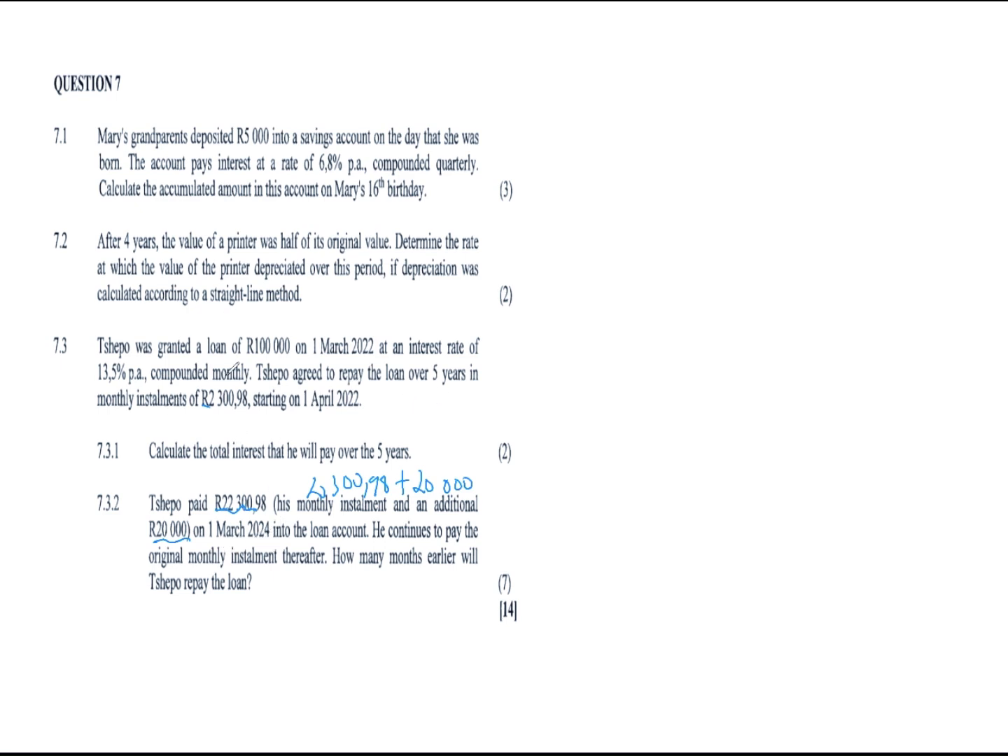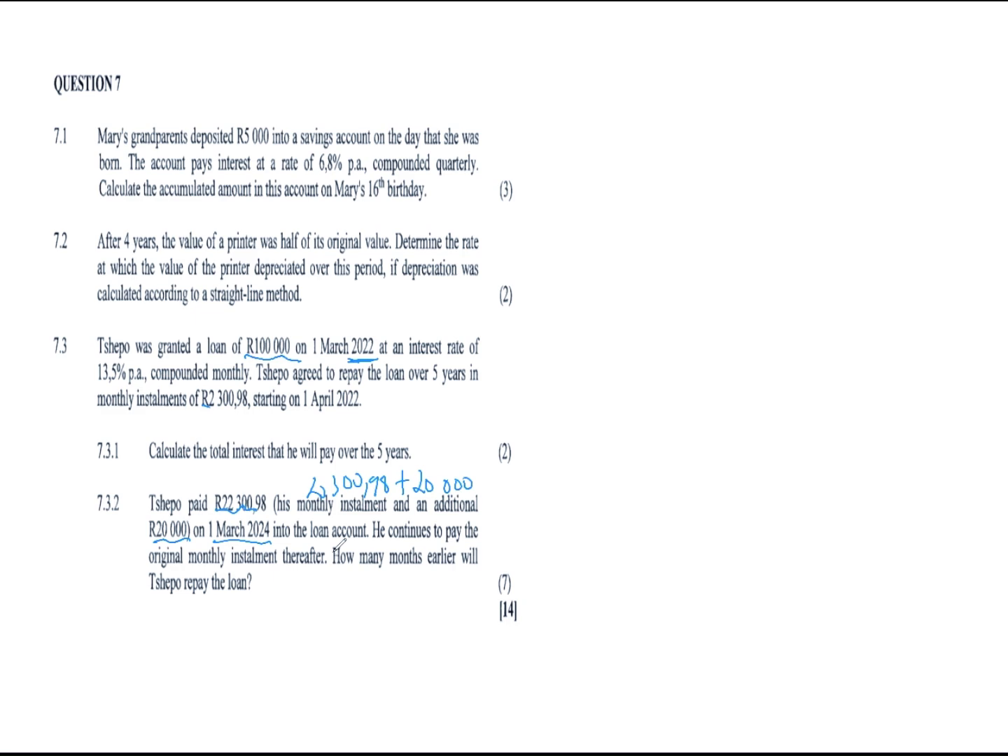2024. So remember, when we go back here, they said Tshepo was granted a loan of 100,000 on 1 March 2022, and then he decides to pay that extra 20,000 on 1 March 2024, which is exactly 2 years after the loan has been granted to him. Into the loan account, he continues to pay the original monthly installments thereafter. So after that 20,000 lump sum, he still continues to pay the 2,300.98.